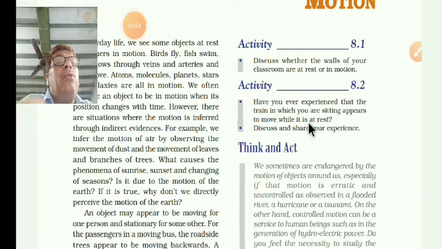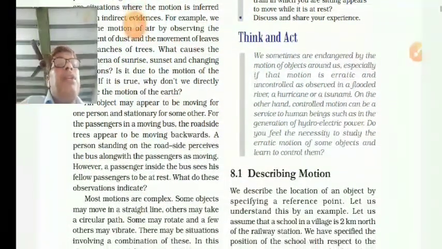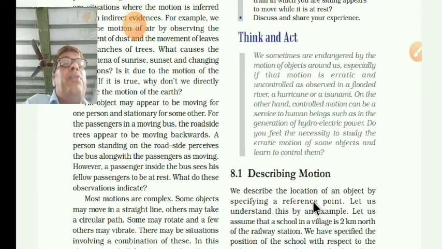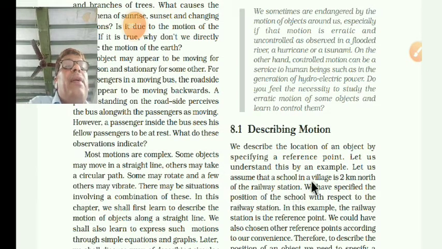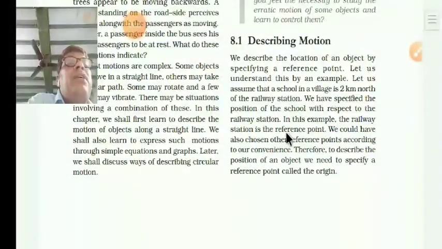Now, describing the motion. We describe the location of an object by specifying a reference point. What do we mean by a reference point? Let us understand this with an example. Let us assume that the school in the village is 2 kilometers north of the railway station. Here the railway station is the reference point. We have specified the position of the school with respect to the railway station.